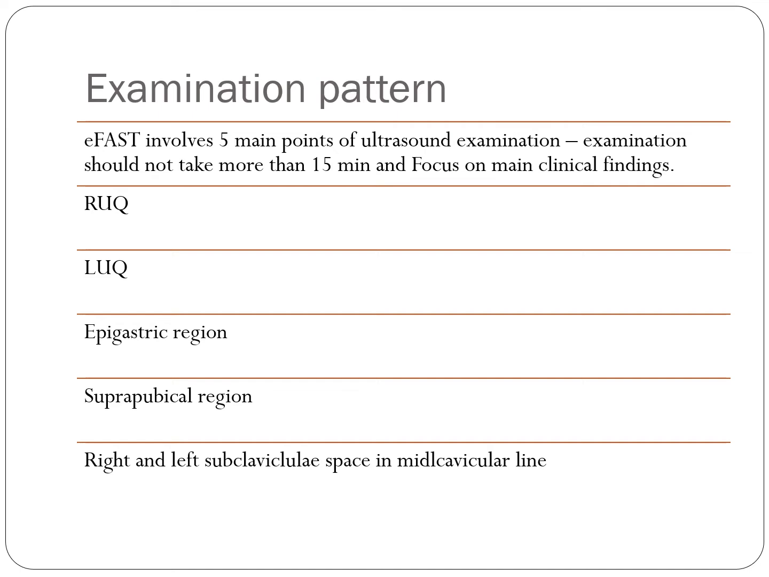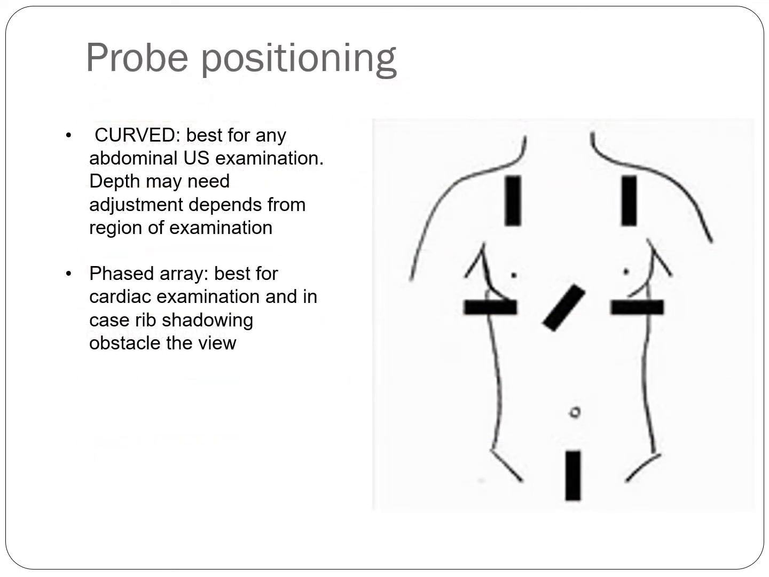As we said, we're looking at the probe positioning and the probe itself. We use a curved linear probe, sometimes called the abdominal probe. In some circumstances, especially when you examine children, you can also use the phased array. So we examine the right upper quadrant, followed by the left upper quadrant, epigastric region, suprapubic region, and left and right subclavicular space.